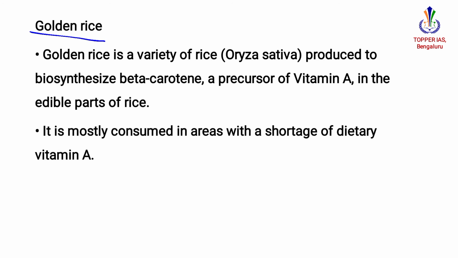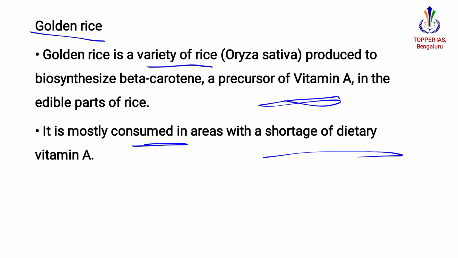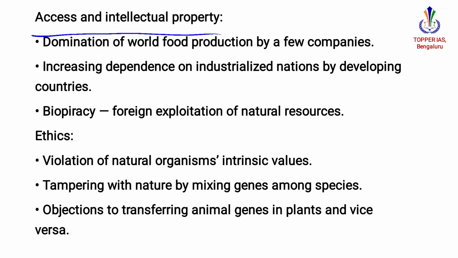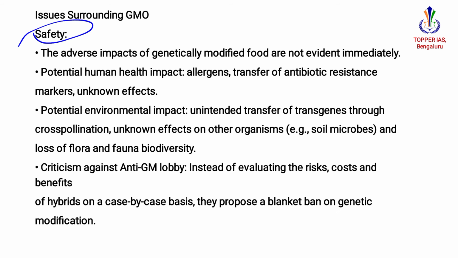Golden rice is a variety of rice. It contains vitamin A and is mostly consumed in areas where there is a shortage of dietary vitamin A. What are the issues with genetically modified organisms? First is safety. Second is access and intellectual property. And third is ethical issues.